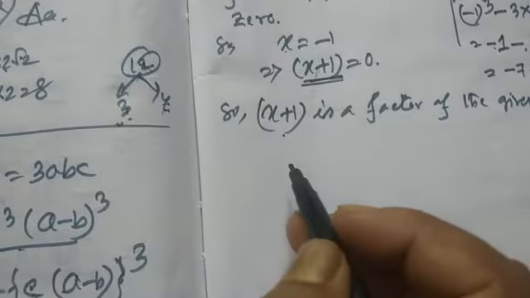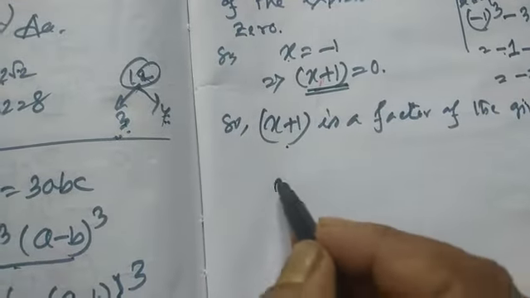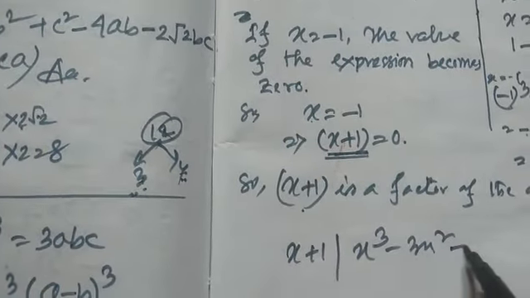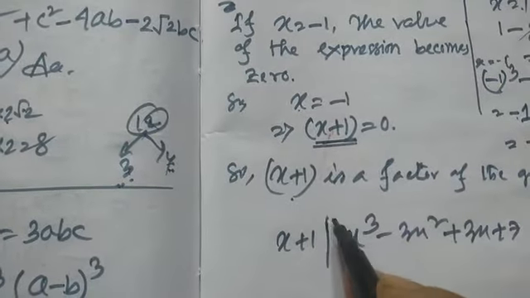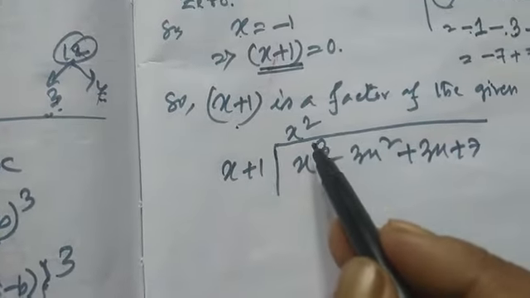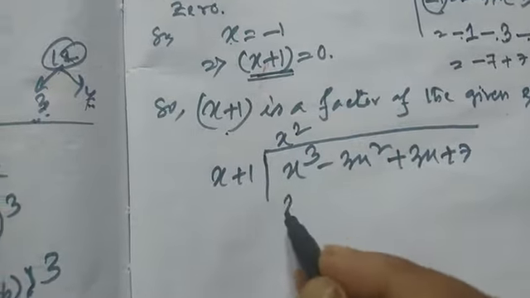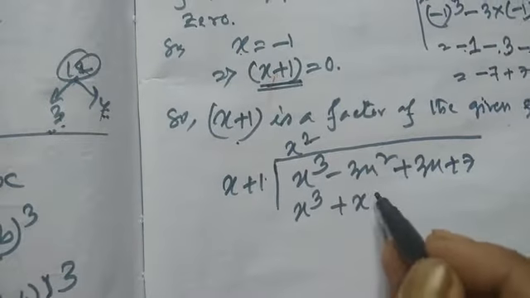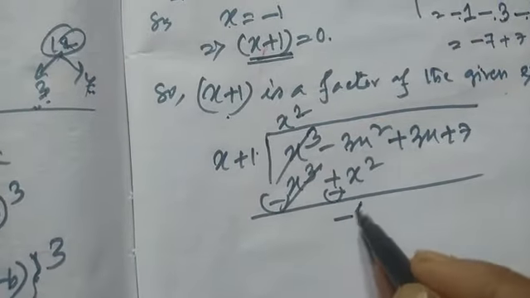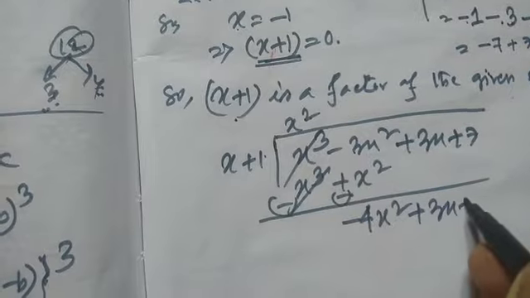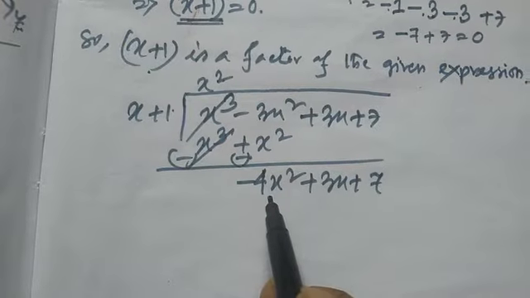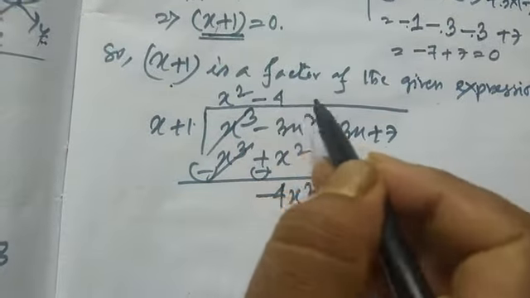So now, for finding the other factors, let us divide it. X plus 1, x cube minus 3x square, so first is by x square. You have done this process in class 8 also. X square into x, x cube, x square into 1, x square, sign change, cancel, minus 3x square minus x square, minus 4x square, plus 3x plus 7. Now we need to match minus 4x square, so you have to give here minus 4x.